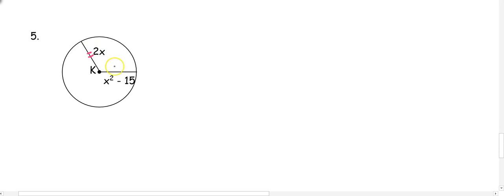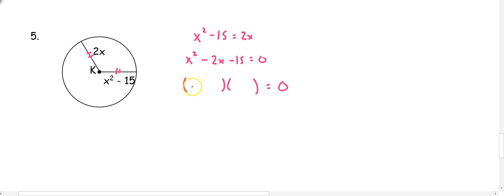Number 5, our radii are congruent, so we have x squared minus 15 equals 2x. Because there's an x squared, this is a factoring problem, so we're going to move 2x to both sides by subtracting, so x squared minus 2x minus 15 equals 0. We need two numbers that multiply to negative 15 and add to negative 2, so we have x minus 5 and x plus 3. When we solve, we get x is 5 and x is negative 3.